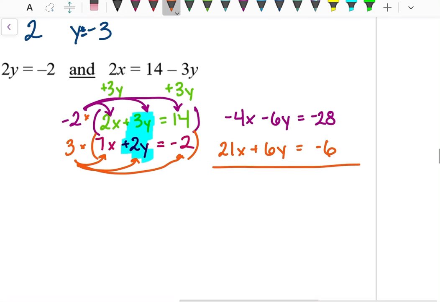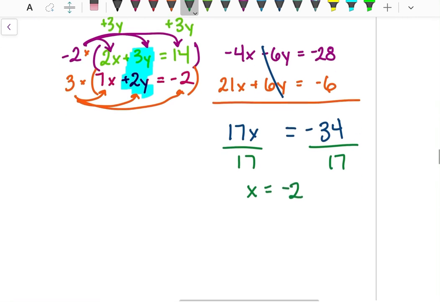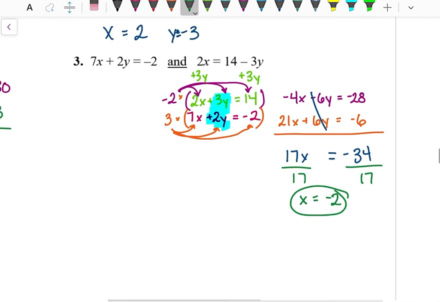Okay, now I can combine negative 4x plus 21. That would get me 17x. Negative 6y plus 6, that's going to cancel out. And I'm left with just on the right side, negative 34. Divide by 17. And I get x is equal to negative 2. That's part of my answer.